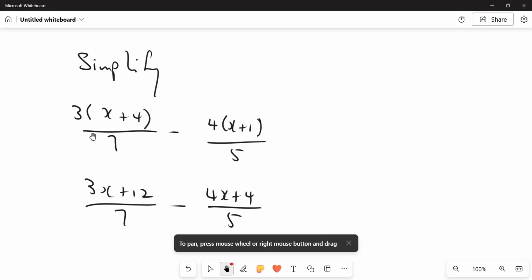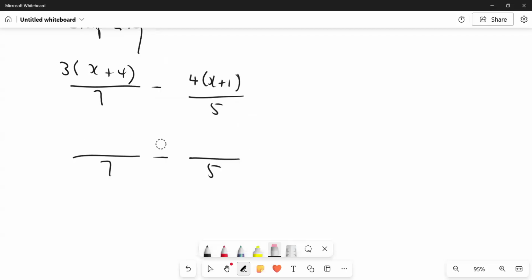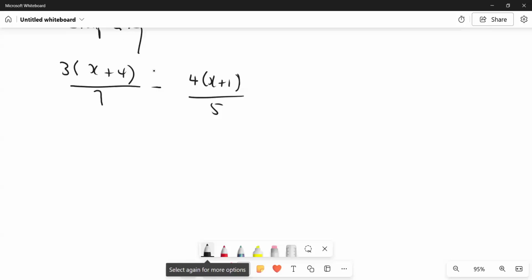Alternatively, you can leave the brackets there. And this is what you could do. Let me show you an alternative way. Leave the brackets and find your LCM. So you have what? 35. 7 into 35, 5, 5.